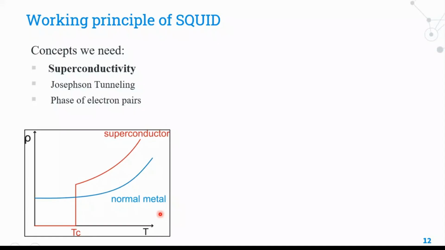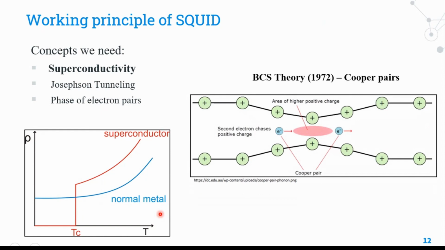So first of all, what is a superconductor? A superconductor is a metal which shows superconducting behavior below some temperature. This is called the transition temperature, and above it the metal behaves normally. To explain this superconducting behavior, three scientists gave the BCS theory in 1972, and they gave the idea of the Cooper pair.